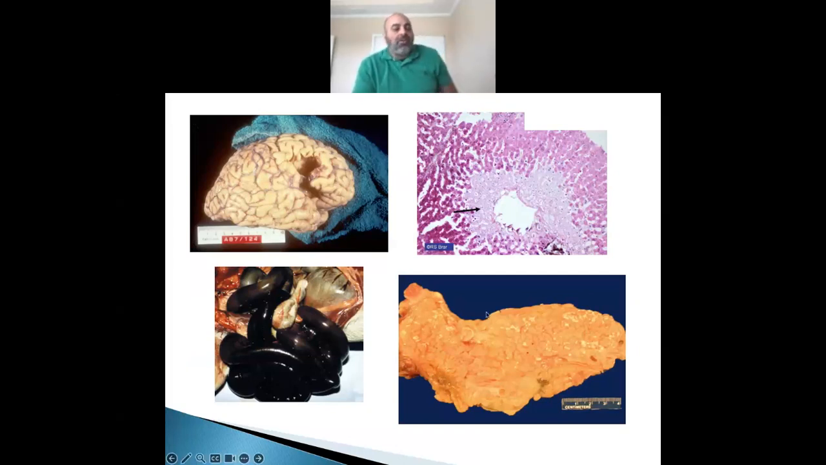So here's these other situations. Liquefactive necrosis, we're always referring to brain. Typically, you see this with fungal and bacterial infections. Coagulative necrosis, this is liver. We're losing sections of the liver. This is bowel. This is gangrenous necrosis.